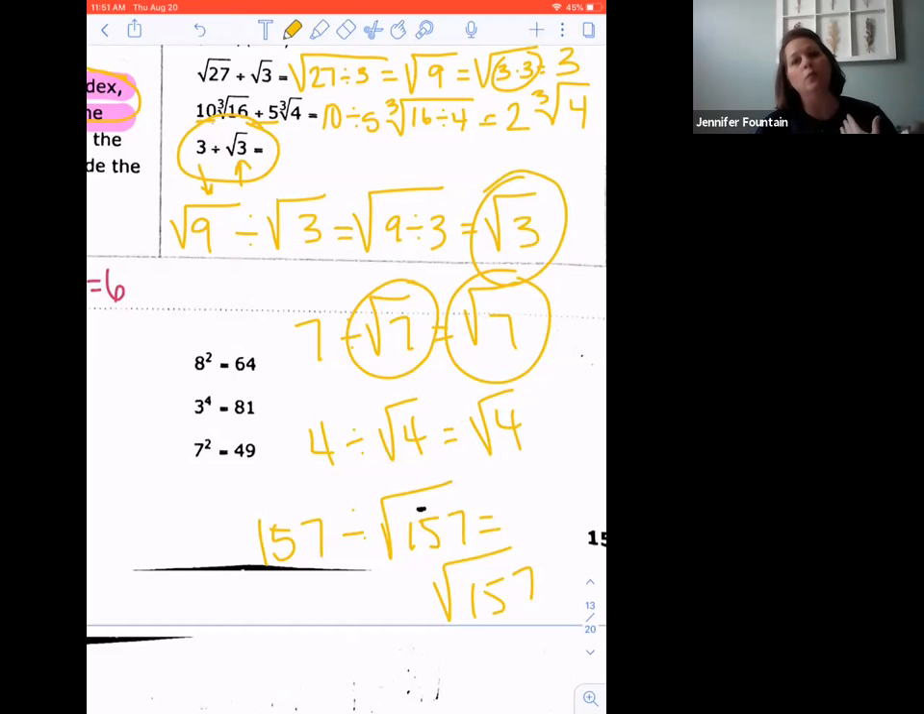Because remember how when I divide, I can undo it by multiplying. I can multiply my answer times my part and get my other part. Same thing here. Square root of 7 times square root of 7 equals my whole number 7. The square root of 4 times the square root of 4 equals 4. The square root of 157 times the square root of 157 equals 157. So if you ever see a problem, which you will in your homework, with a whole number divided by a radical of that same number, you know your answer is just that radical.